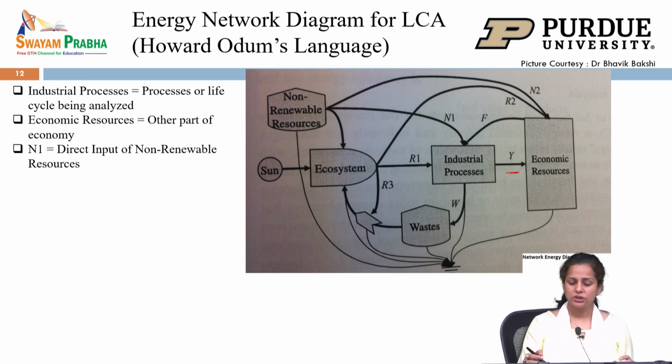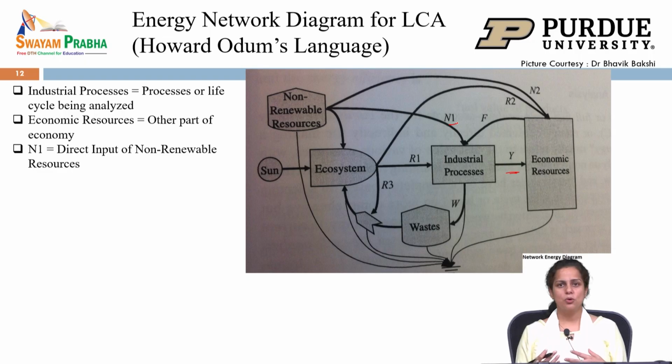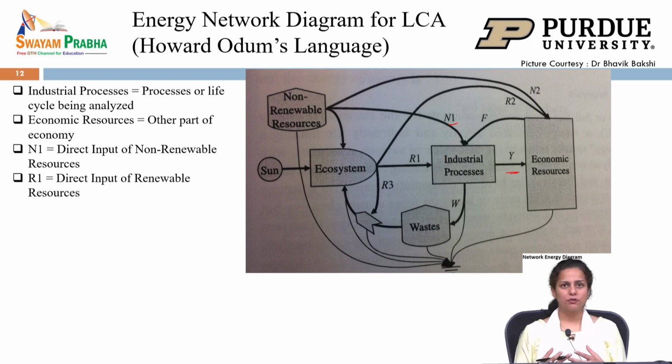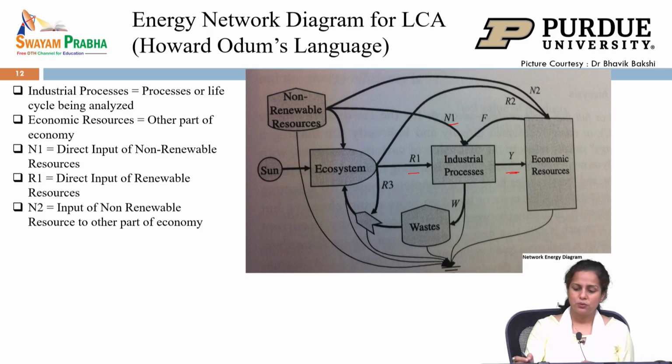Then we have N1, which is the direct input of non-renewable resources or the non-renewable energy resources to the processes. So, this could include anything like coal or gas or let us say oil, that we are putting in the industrial processes. Then we have direct input of renewable resources, which is R1. So, in terms of energy, this could also be something like biomass that is being used for energy. So, that is another input of renewable resources from the ecosystem, and that is where we are extracting directly from the ecological system. Then we have N2, which is the input of non-renewable resource to other part of the economy.